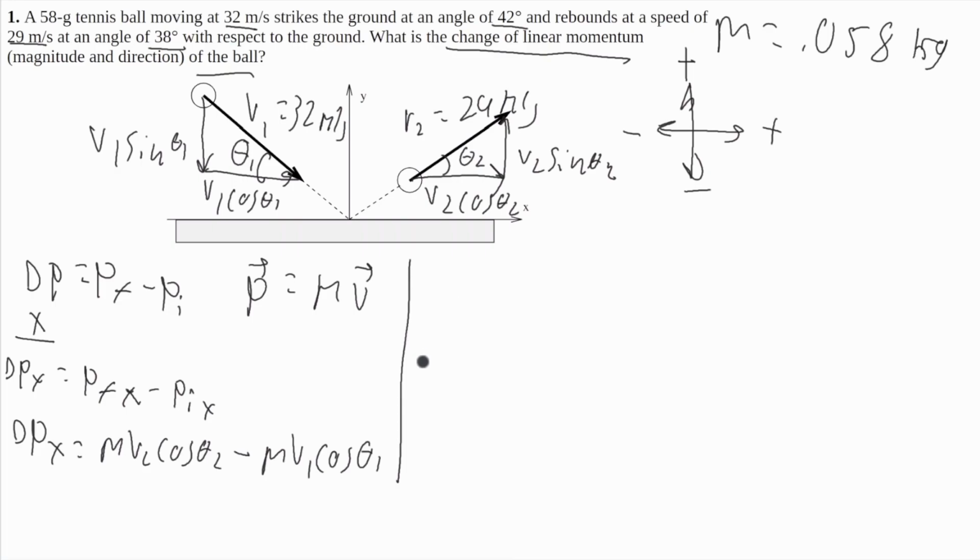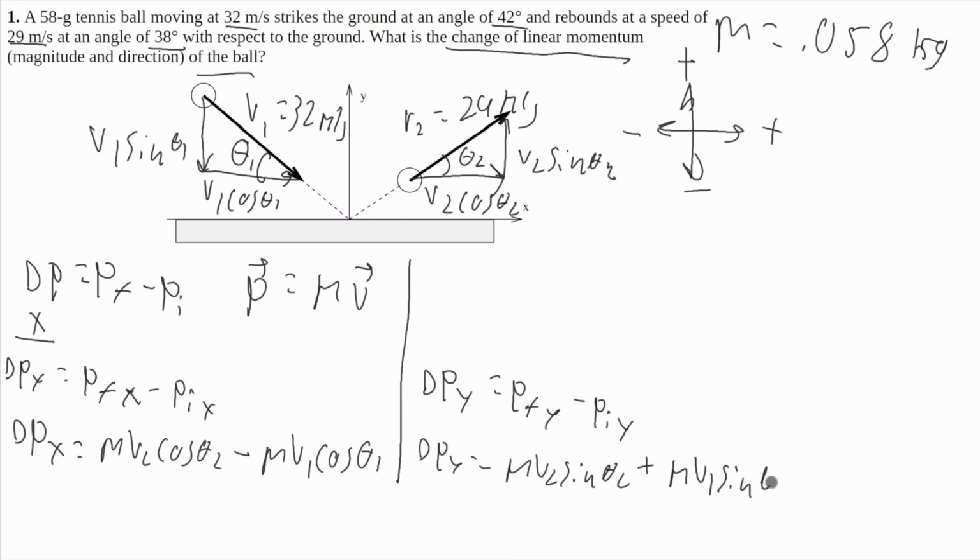The change of momentum in the y is delta p in the y. It's equal to p final in the y minus p initial in the y. So it's going to be equal to the final momentum in the y, which is mv2 sine of theta 2. Now this would be minus for the initial momentum in the y. But since we said that this is negative over here, we're actually going to write positive mv1 sine of theta 1.